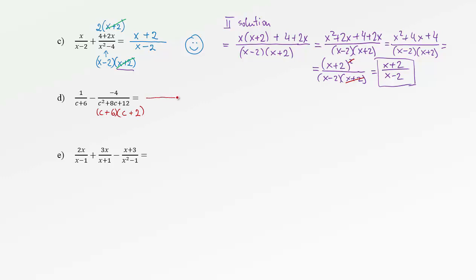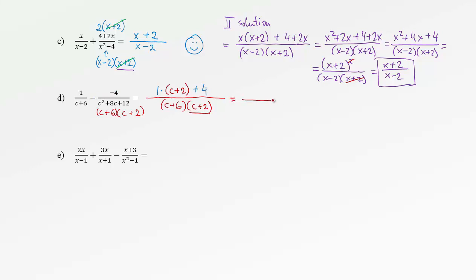Okay, therefore our lowest common denominator is c plus 6 and c plus 2. And our old numerator 1 will have to be multiplied by the missing bracket. What's missing is c plus 2. We had c plus 6, but we didn't have c plus 2, so multiply the numerator by c plus 2. And then we have minus negative 4, so these two negatives make positive 4.